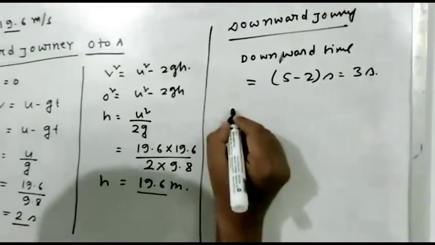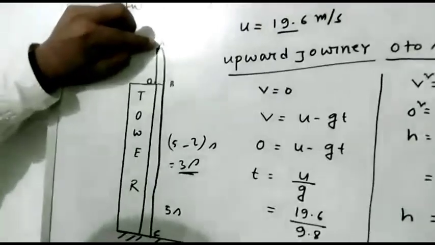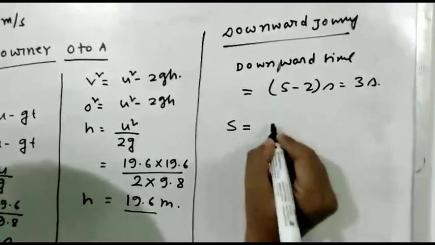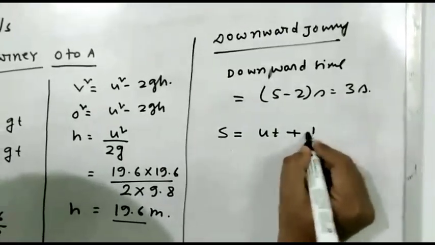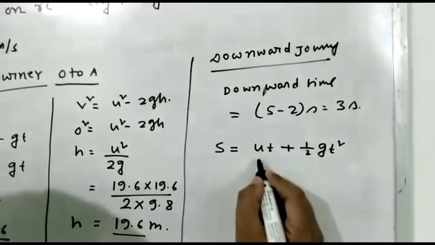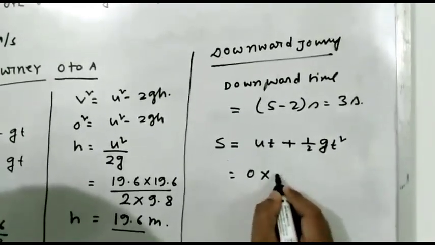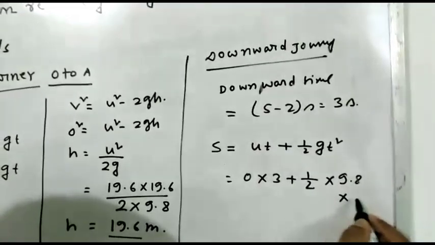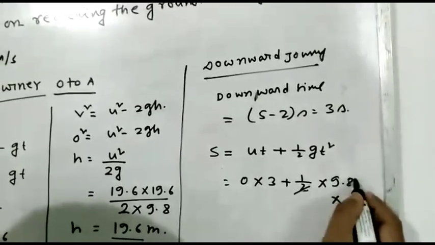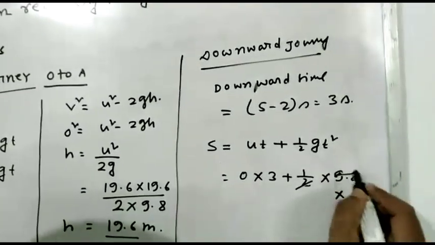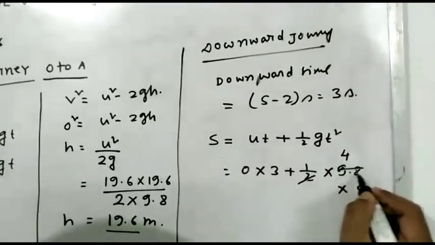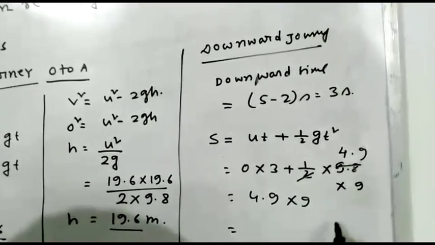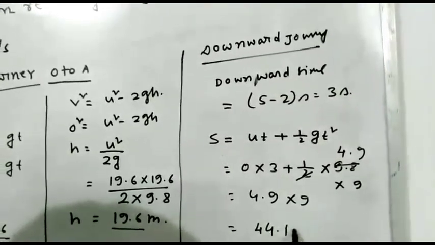Okay. So now students, when the particle just starts its journey from point A, at this moment the initial velocity is equal to 0. So s is equal to ut plus half g t square. So u equals 0, 0 into 3 plus half g, that is 9.8 into 3 square, that is 9. If we multiply this after division, it will be 4.9. So 4.9 into 9, I think that will be equal to 44.1 meter.